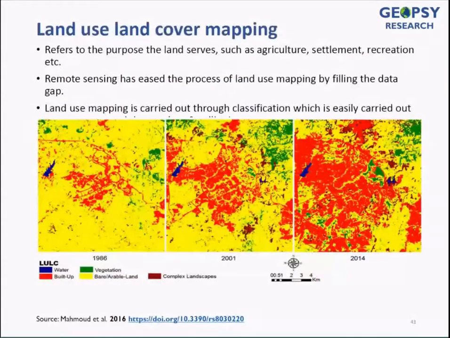Then land use and land cover mapping. Understanding what is where on land, what class is where on land, and how is it being used. This is a very common analysis method, and it is one thing that most of us who go into remote sensing will have to do.